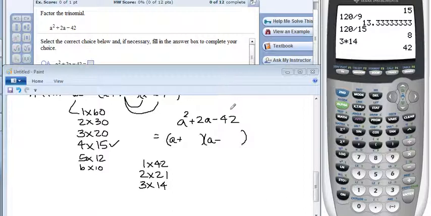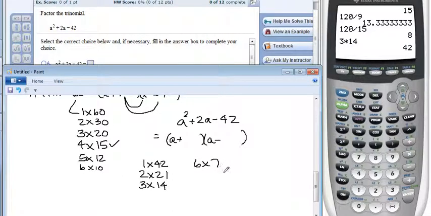4 does not go in there. 5 does not go in there. We've got 6 times 7. What else do we have? 8, 9, 10, 11, 12, 14 goes in there. 15 won't. See, we might be done. We might be done with our list. So, what pair subtracts to a 2?